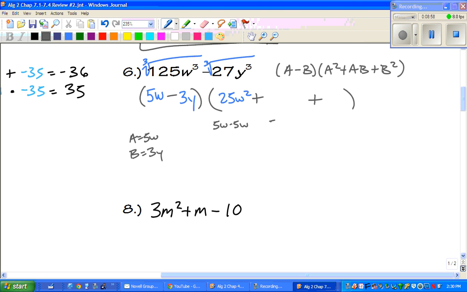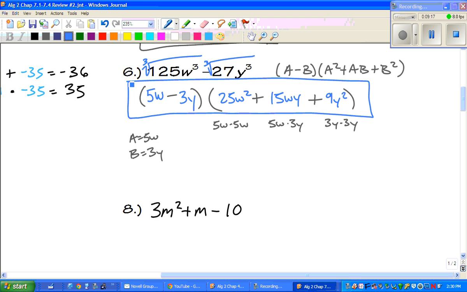Okay? 5w times 3y gives me 15wy. Okay? And then 3y times 3y gives us 9y squared. So there's my final answer, okay? It's just like problem 3, you just have to follow the pattern, okay?